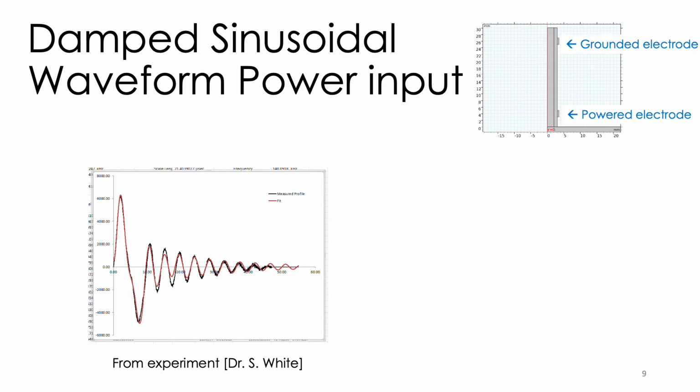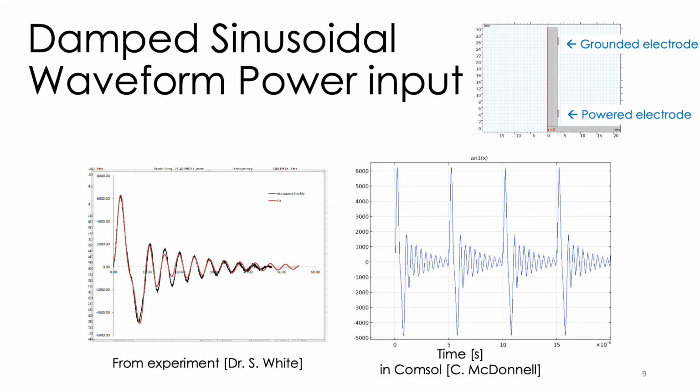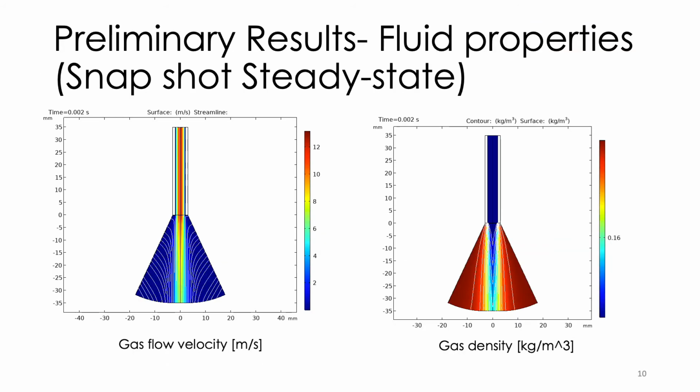Our experiment uses a pulsed decaying power input. It is an applied peak-to-peak maximum of 6 kV with an RF frequency of 20 kHz. We believe this may be a unique power source for a plasma jet. We were able to simulate the decaying sinusoidal waveform in our model. I'll go quickly now through some preliminary results from our model.